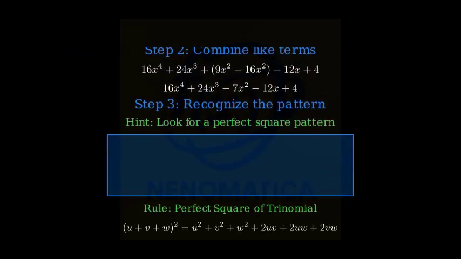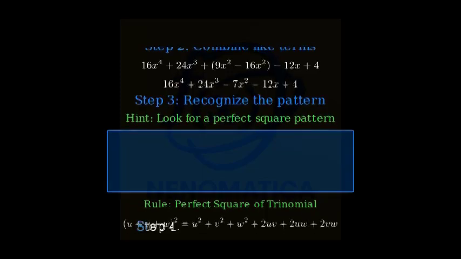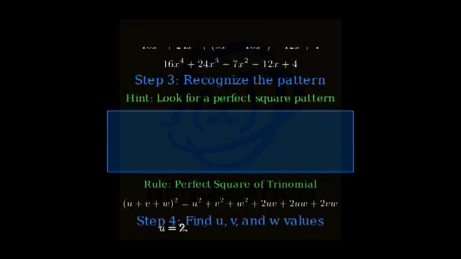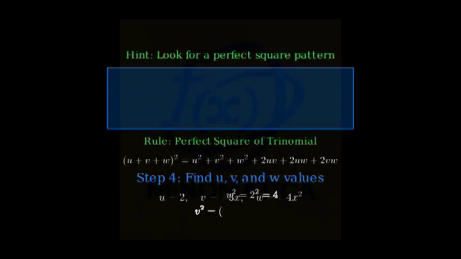One pattern to look for is a perfect square trinomial. Remember that for any expressions u, v, and w, we have the pattern u plus v plus w squared equals u squared plus v squared plus w squared plus 2uv plus 2uw plus 2vw. Step 4. Let's try to find values for u, v, and w that would make our expression match this pattern.